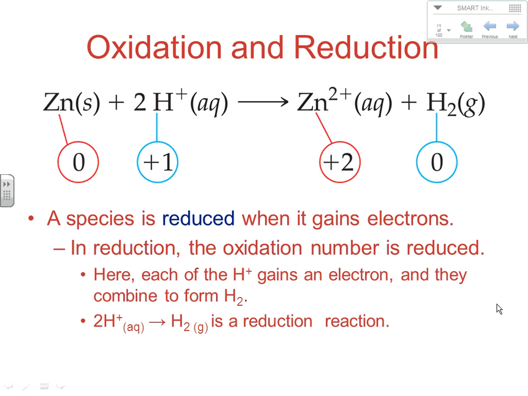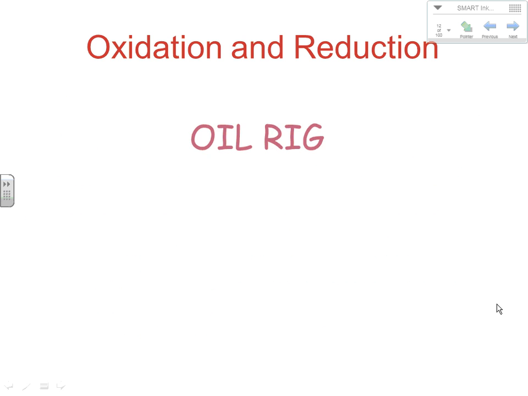So in the reaction up above, H+ was a +1, and it went to hydrogen gas, which is a 0. So that's going down. That's our reduction reaction. So if we balance it here, 2H+ is going to H2. Once again, how can that magically happen? Well, only if we add some electrons. And that's why reduction is a gain in electrons.